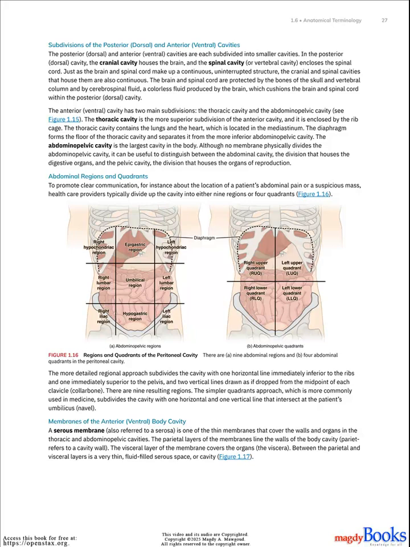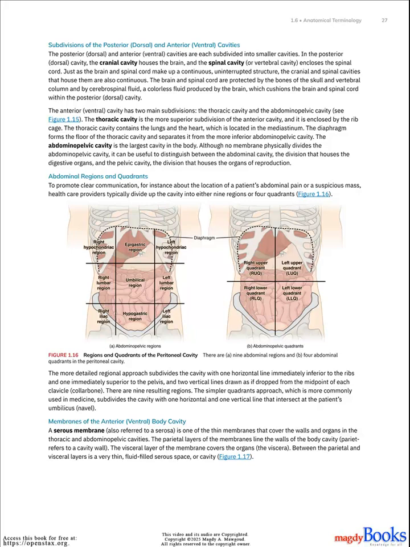The anterior, ventral, cavity has two main subdivisions, the thoracic cavity and the abdominopelvic cavity, see figure 1.15. The thoracic cavity is the more superior subdivision of the anterior cavity, and it is enclosed by the rib cage. The thoracic cavity contains the lungs and the heart, which is located in the mediastinum. The diaphragm forms the floor of the thoracic cavity and separates it from the more inferior abdominopelvic cavity. The abdominopelvic cavity is the largest cavity in the body.